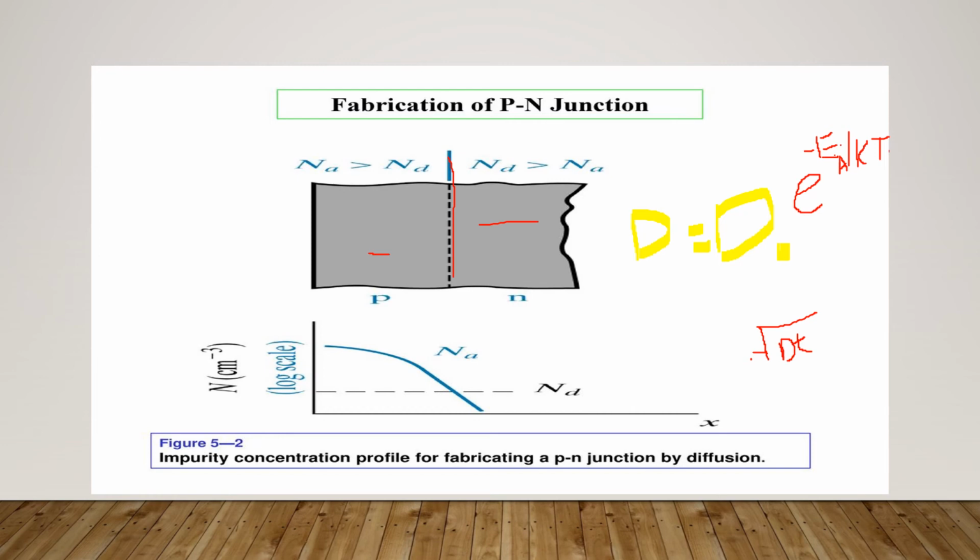Now here in this figure you can see that we have got a logarithmic scale on the y-axis. X is the distance, and similarly here you have the number of donor or acceptor atoms per unit volume. Now here you can see that as diffusion takes place, there is a decrease of acceptor atoms with the distance.